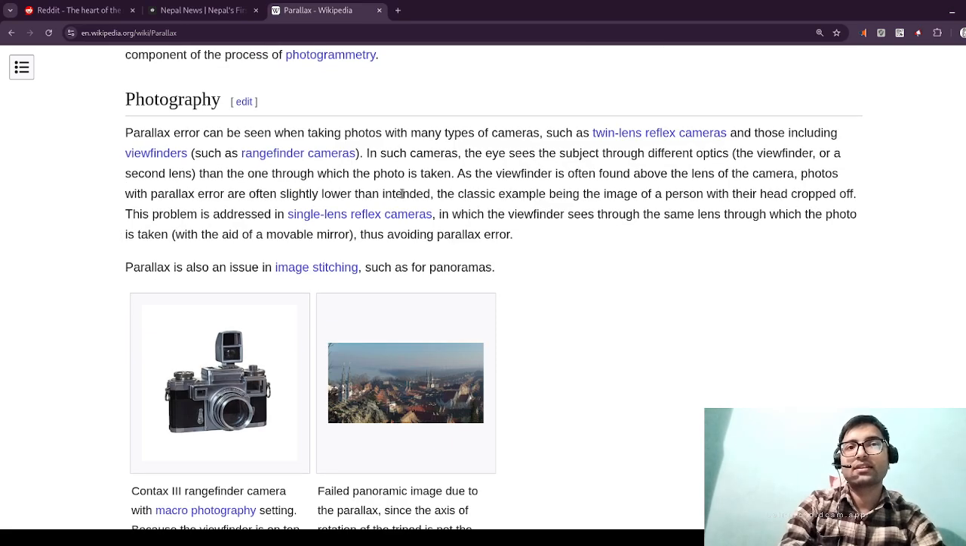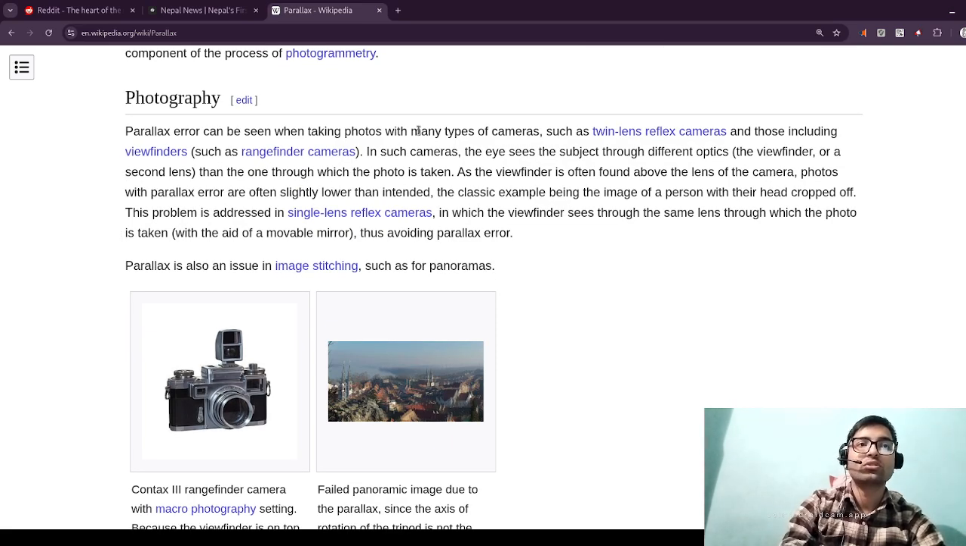Photography. Parallax error can be seen when taking a photo with many types of cameras, such as twin lens reflex cameras, and those including a viewfinder, such as rangefinder cameras. In such cameras, the eye sees the object through different optics, the viewfinder, than the second lens, the one through which the photo is taken.